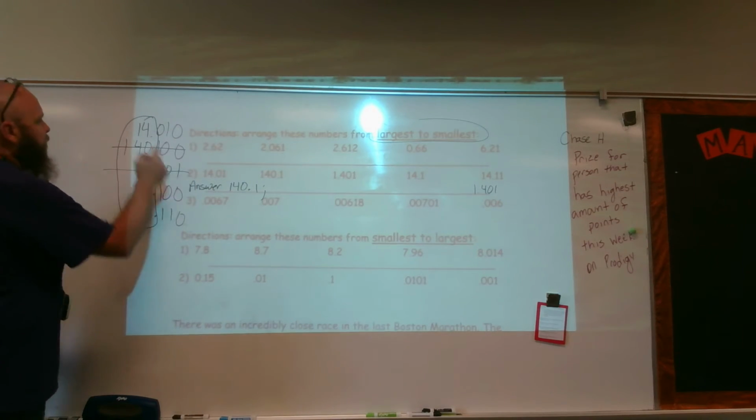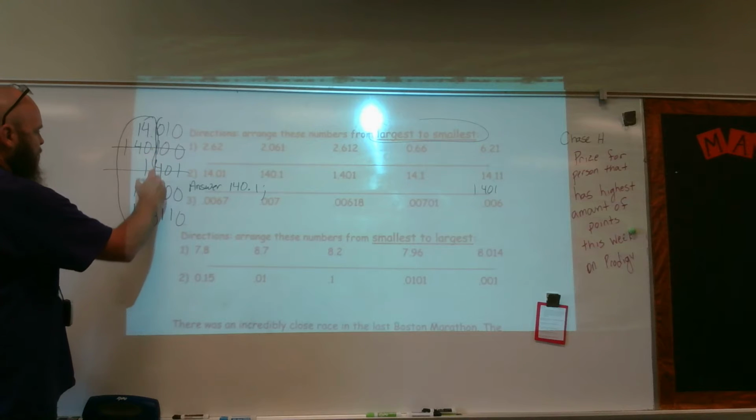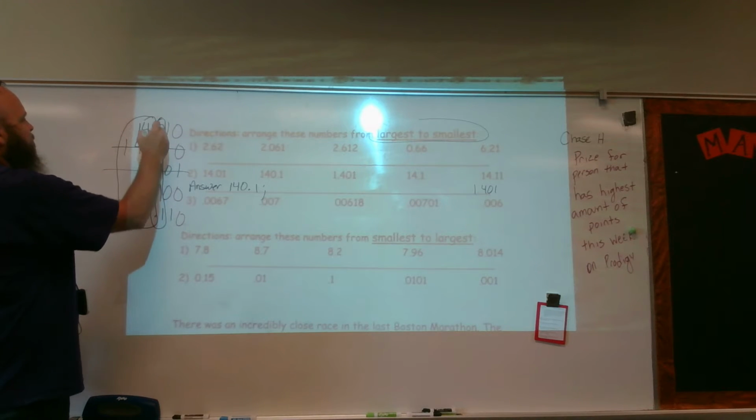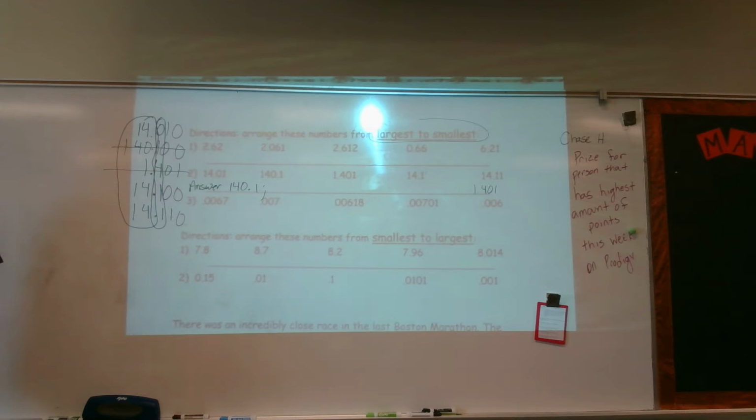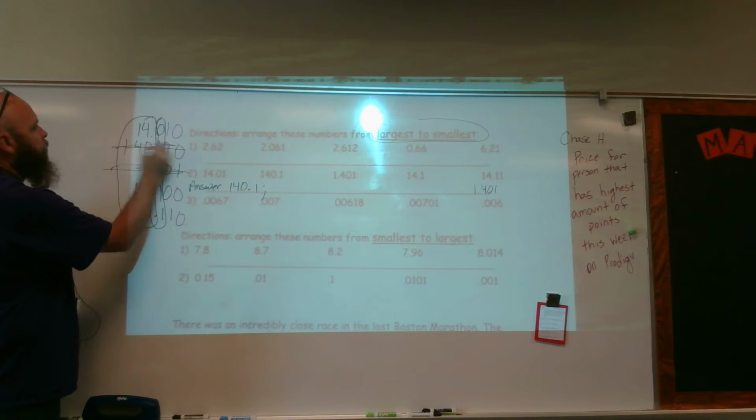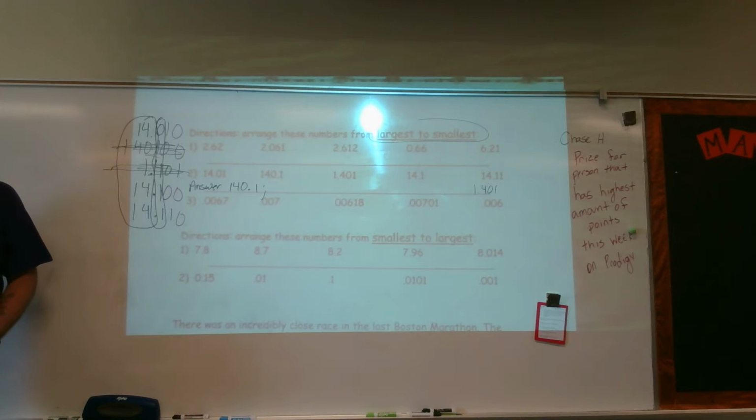So I got that. Now in front of the decimal point I have 14, 14, 14. We're done looking in front of the decimal point. Now I'm looking in the tenths place. In the tenths place I have a 0, a 1, and a 1. So what can I tell by looking at that? Yes, ma'am. The 0 is the smallest. Okay, we've already crossed off these two here. I have a 0, a 1, and a 1.